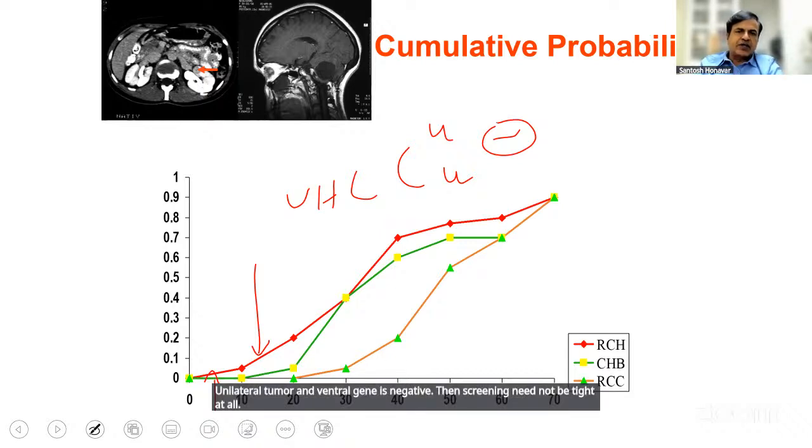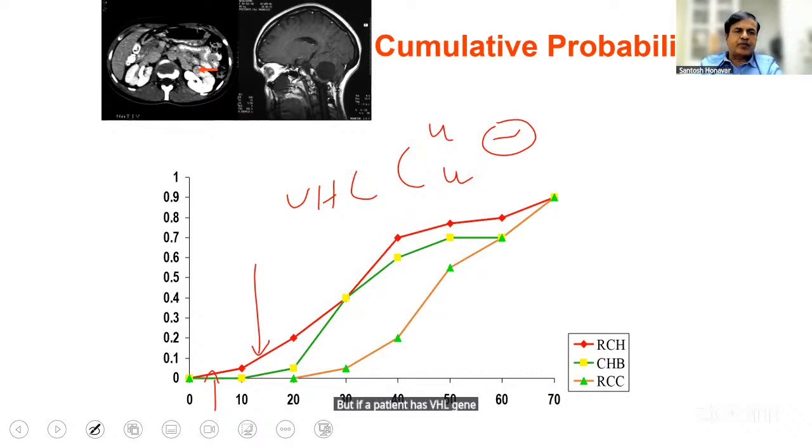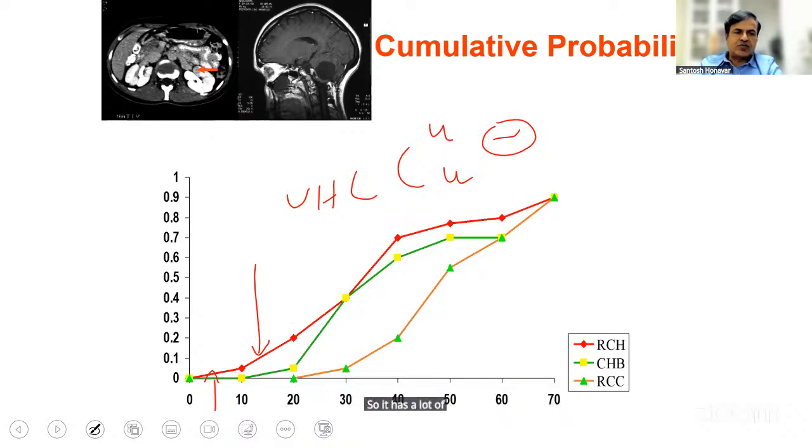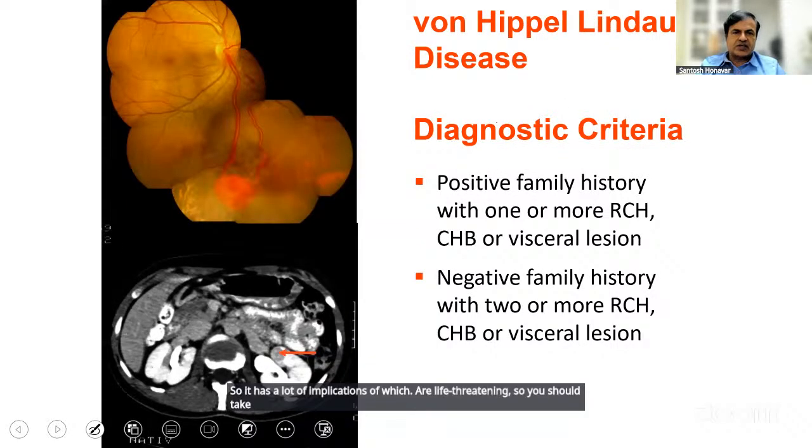But if a patient has VHL gene positivity, or if a patient has unilateral multifocal or bilateral tumors, then screening should be very tight, not just for the patient, but for the entire family. So it has a lot of implications, some of which are life-threatening. So you should take this very seriously.